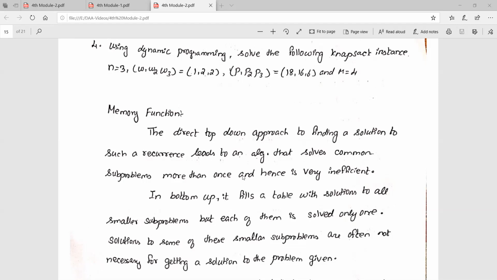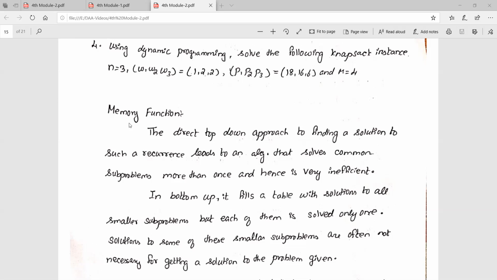So what can we do? We can avoid that. Whichever subproblem is needed to get the output, only that subproblem we calculate. First, we'll see the top down approach. What does the top down approach mean? In the top down approach, we won't store the values in a table. So if the same subproblem occurs again and again, we have to solve it more than one time. That method is not efficient.